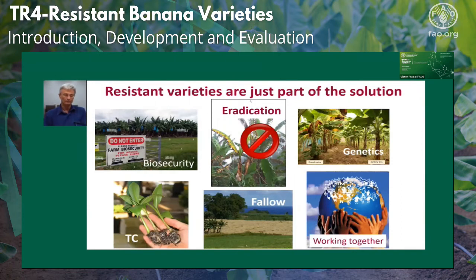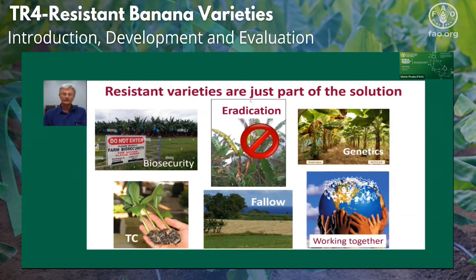People want a silver bullet, but experience so far in seeking a direct TR4 disease-resistant replacement for Cavendish is such that selections suitable for the supply chain have at best only slowly susceptible intermediate-type reactions. So they need to be part of an integrated production system to achieve sustainable outcomes. This is the case with Formosana in the Philippines.